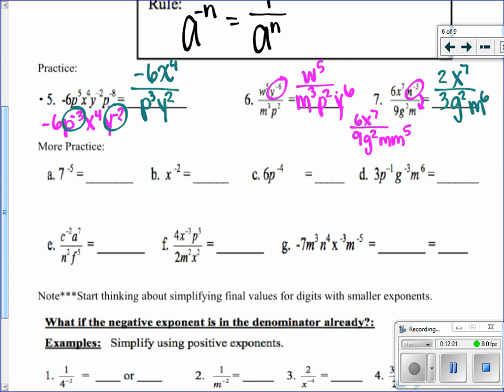So, let's do number... Oh, we don't have numbers. What about C? Let's look at example C. What's going to happen in example C? 6 is going to stay up. Okay, 6 stays up, p to the power of 4 moves down.